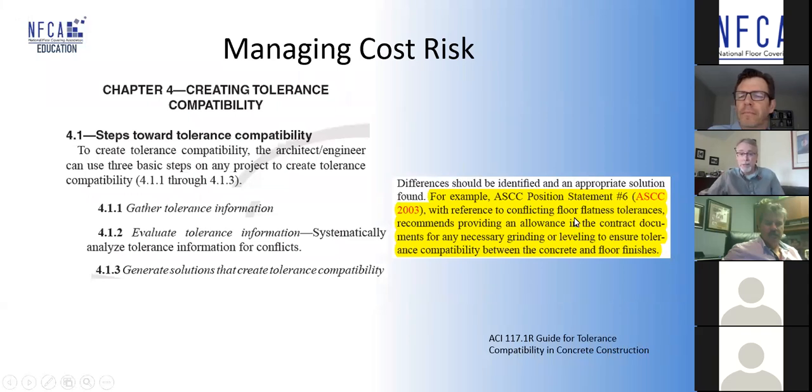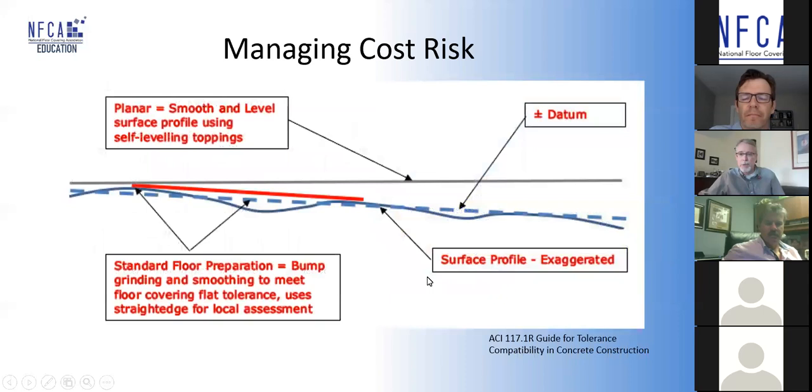This is a little paragraph that is referenced from ACI, the American Concrete Institute, back to the American Society of Concrete Contractors who actually finish concrete. So this is a normal practice. This is not anything unusual because of the type of problem we're talking about here, this gap. Correct. It's been around for 20 years as a suggested method for managing tolerance compatibility. Part of a building cost. Yeah. So it's really simple.